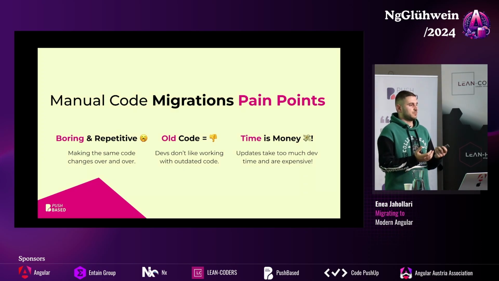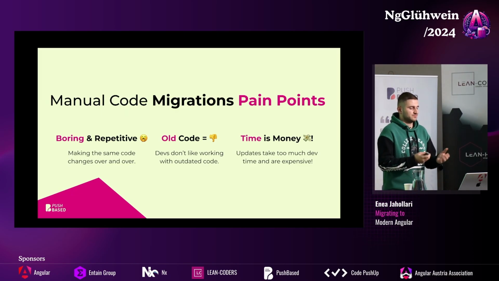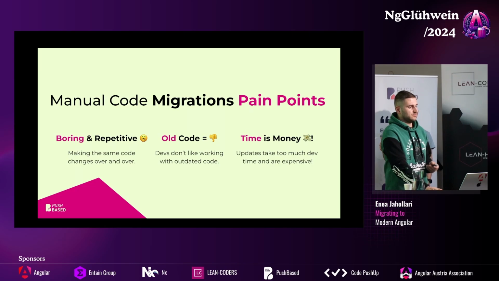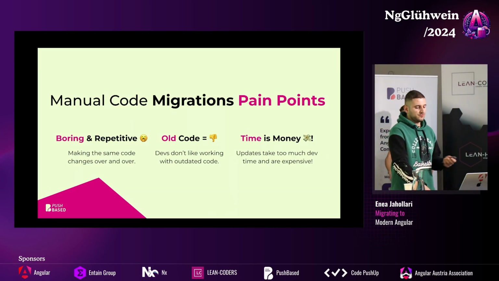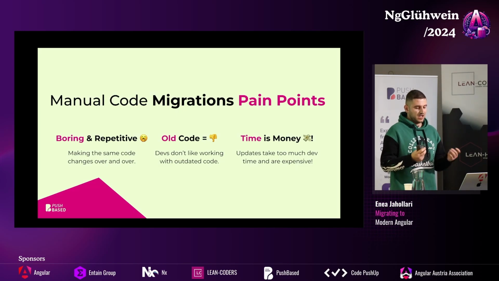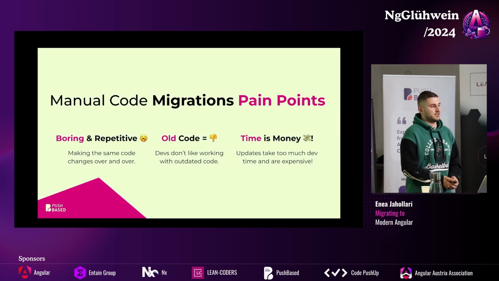The thing is, manual code migrations have a lot of pain points. For example, they are boring and repetitive. Of course, making the same code changes over and over again makes coding boring. And of course, having old code in your code base, or old features that you can replace with newer ones, is going to be better. And of course, time is money. Updates take too much development time, and because of that, they are also expensive most of the time.